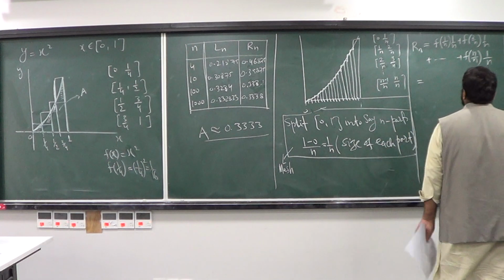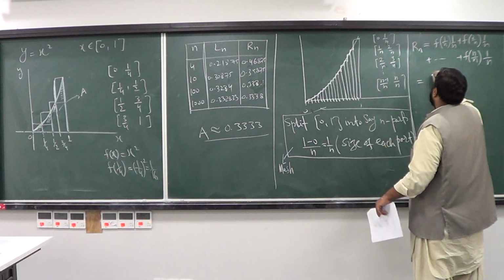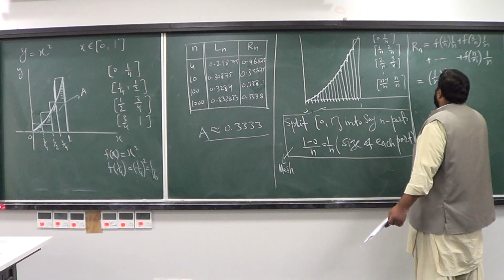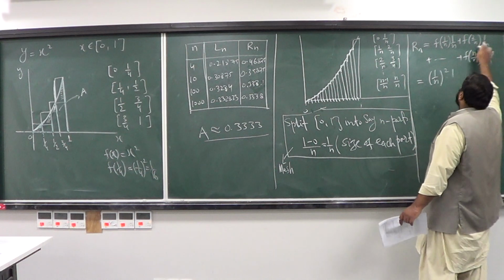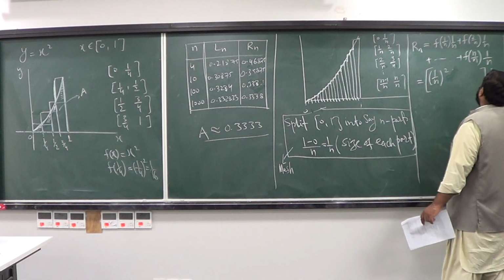So you're going to get something interesting. So what is 1 over n? F of 1 over n. So f is x squared. So you're going to have 1 over n squared times 1 over n. One of the things that you can really see is that 1 over n is common in all. So you can take this 1 over n out.